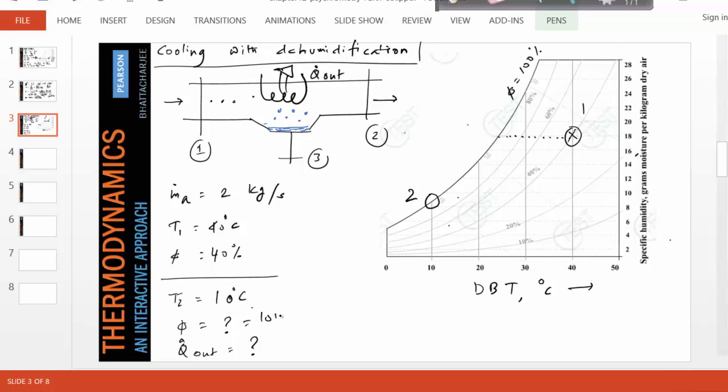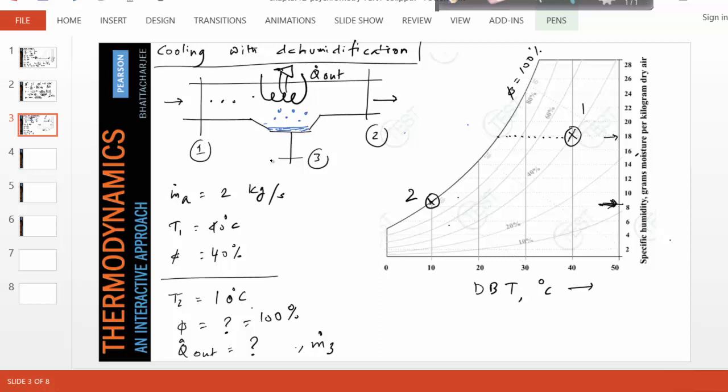So we found the answer for state 2 already, phi. The next question is find Q dot out. Also, the other question could be find what is m dot 3. That could be another good question. In other words, how much water is coming out as condensate. As you can see from here, obviously state 2 has a smaller omega. This will be the omega at state 2, this is omega at state 1, and the difference between these two omegas must be accounted for by the amount of water vapor that is condensing out, and that will come out of the mass conservation equation.